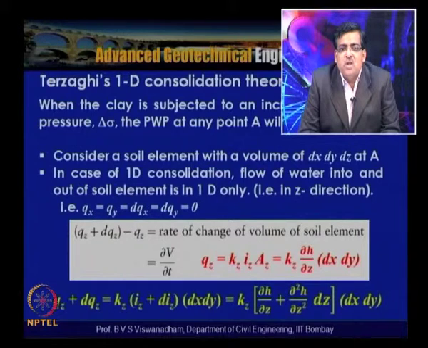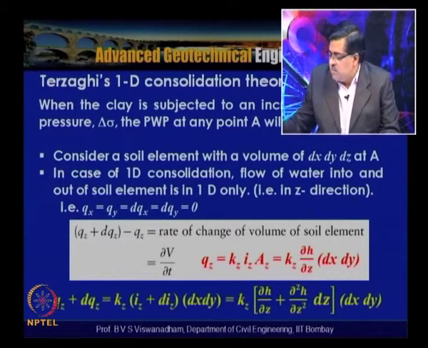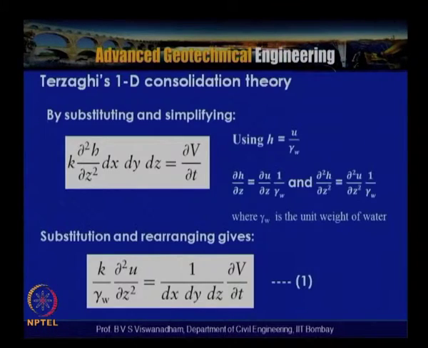Now Qz plus dQz is equal to Kz into dou H by dou z plus dou square H by dou z square into dz, into dx dy. By taking the subtraction, Qz plus dQz minus Qz, what we get is Kz into dou square H by dou z square into dx dy dz. So dou V by dou t, by substituting and simplifying, is nothing but K, where Kz is indicated as K, into dou square H by dou z square into dx dy dz.